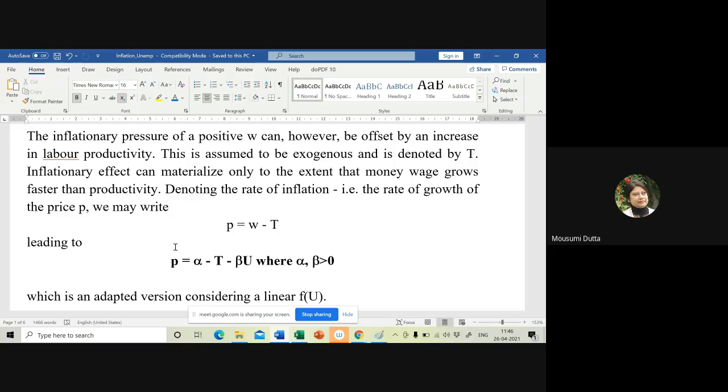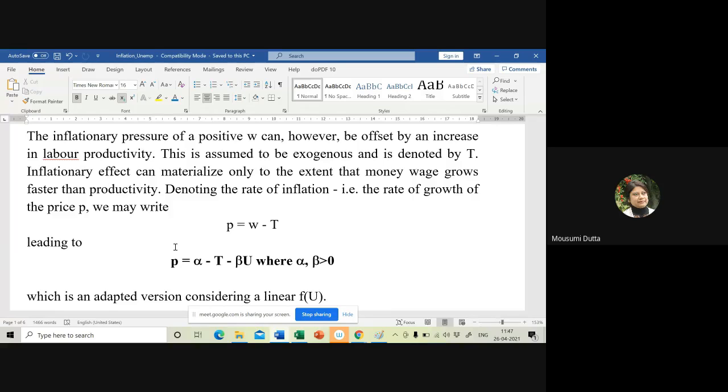As W increases, that in turn increases productivity. So in an economy, it is not necessary that an increase in wage rate will always create inflationary pressure. If and only if the rate of growth of money wage is greater than that of labor productivity, there will be inflationary pressure. However, it is never equivalent to the increase in wage rate, because there will be at least some increase in productivity. Okay, so denoting the rate of inflation, that is the rate of growth of price, as P, we may write this equation as P, the inflation rate, is equal to the rate of growth of money wage minus the increase in productive capacity, which we are considering to be exogenous.